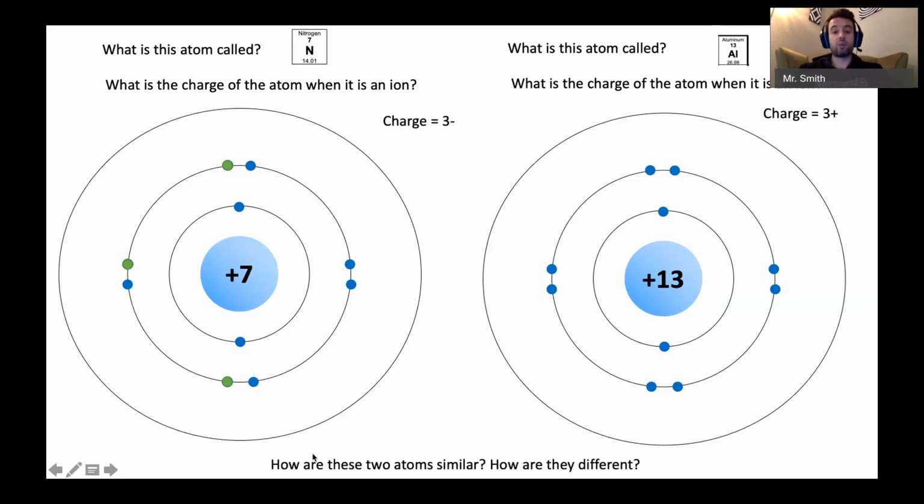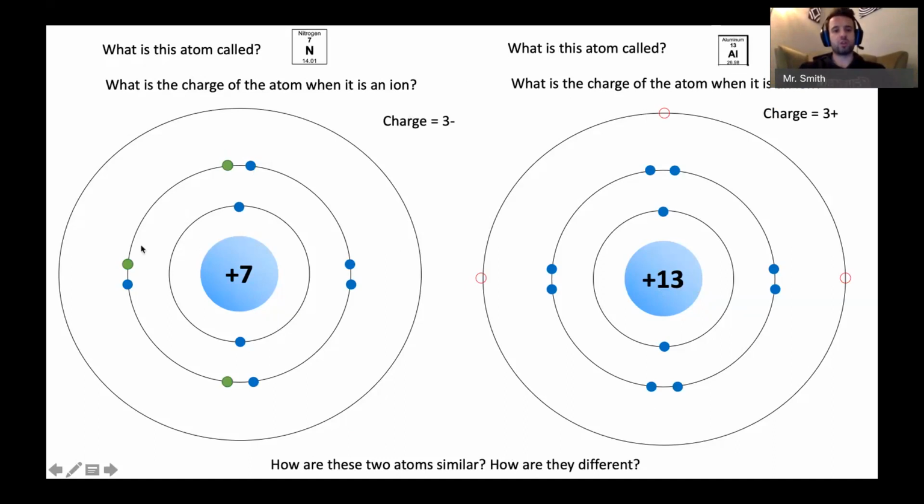So the question is, how are these two atoms similar? How are they different? Well, they're similar because they both have the same exact number of electrons. They're different in terms of number of protons, different in terms of charge, but they're also the same in terms of stability. Both of these have now formed ions, so they're stable. That means they're not going to react anymore. That means they're not going to accept any more electrons. They're not going to remove any more electrons.